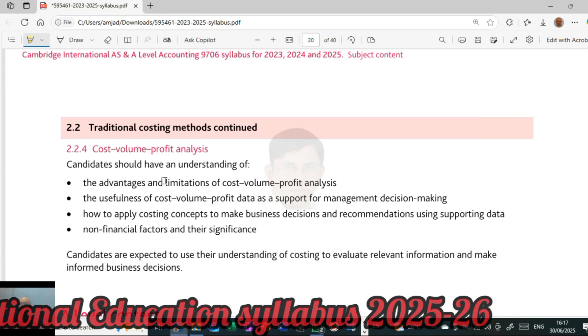So the advantages and limitations of cost volume profit analysis, effective use of cost profit data as a support of management decision, how to apply costing concepts to make business decisions, recommendations using supporting data, non-financial factors and their significance. So candidates are expected to use their understanding of costing to evaluate relevant accounting information and to make informed business decisions. So this is all you will learn in AS level cost and management accounting.